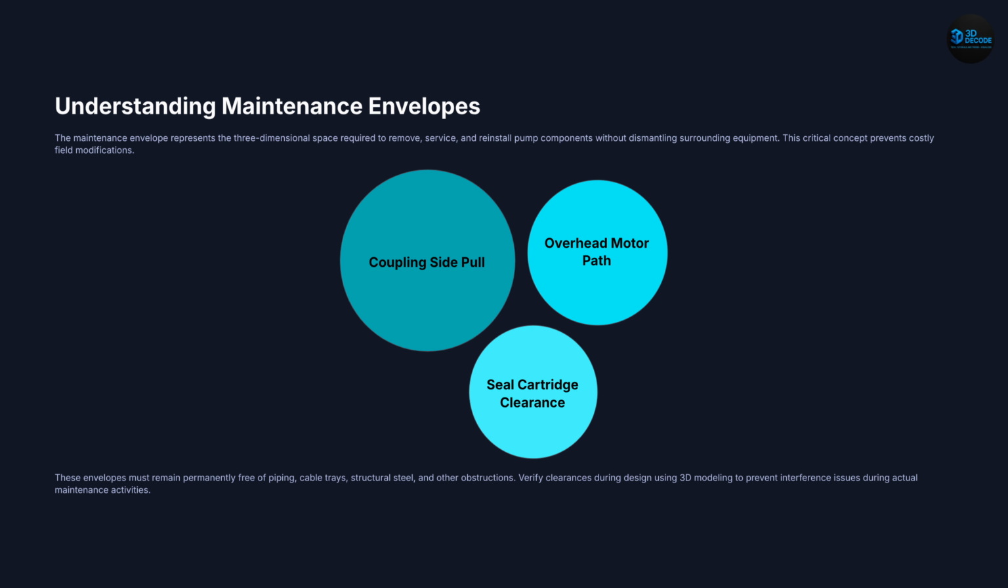This is why modern 3D modeling has become critical in package engineering, because without clash checking, these problems remain hidden until construction or shutdown, and fixing layout mistakes in the field becomes insanely expensive. This is where elite package engineers think years ahead, because they know every machine eventually requires maintenance.